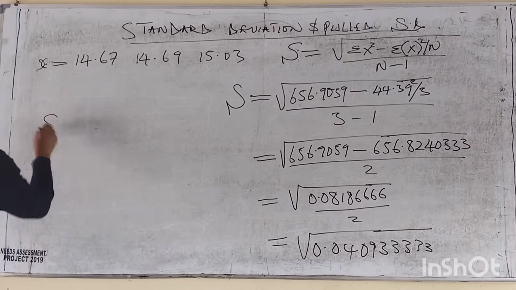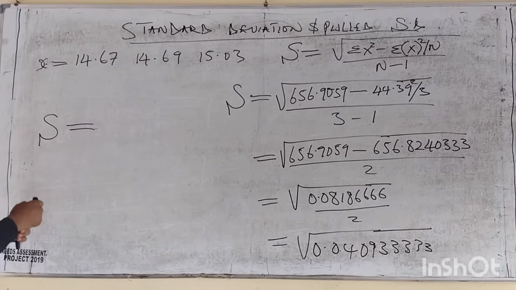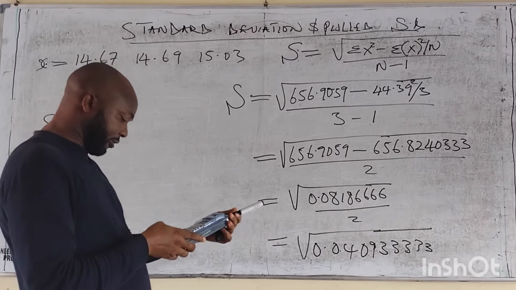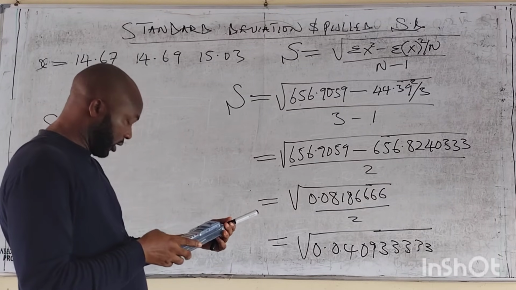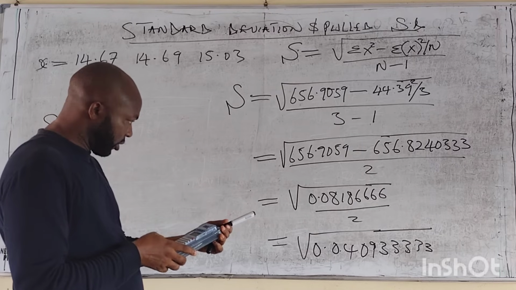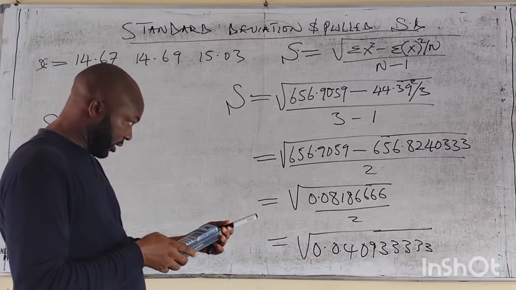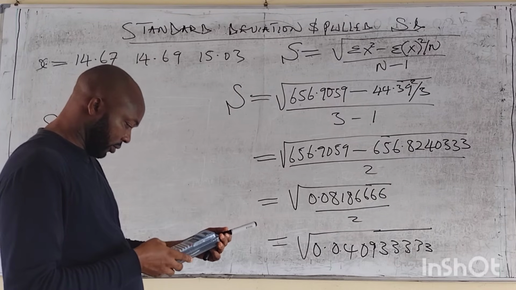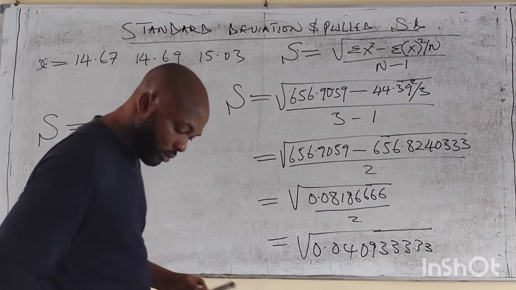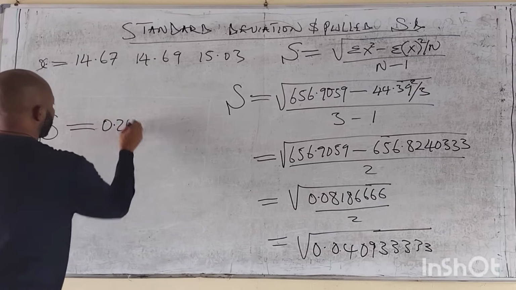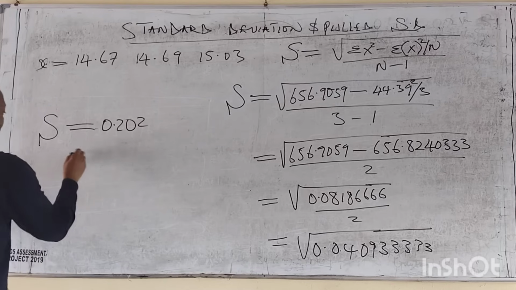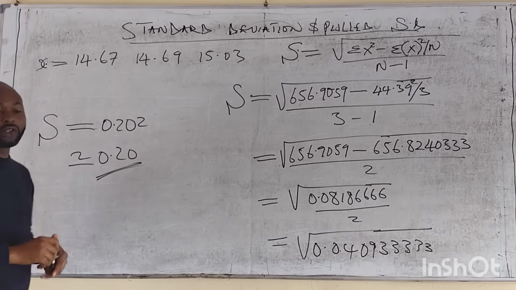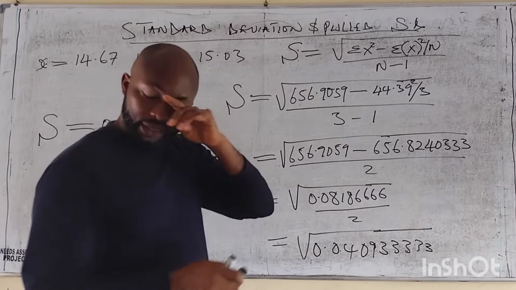Therefore, our standard deviation now becomes the root of 0.040933333, which is 0.202, approximately 0.20. So this becomes our standard deviation.